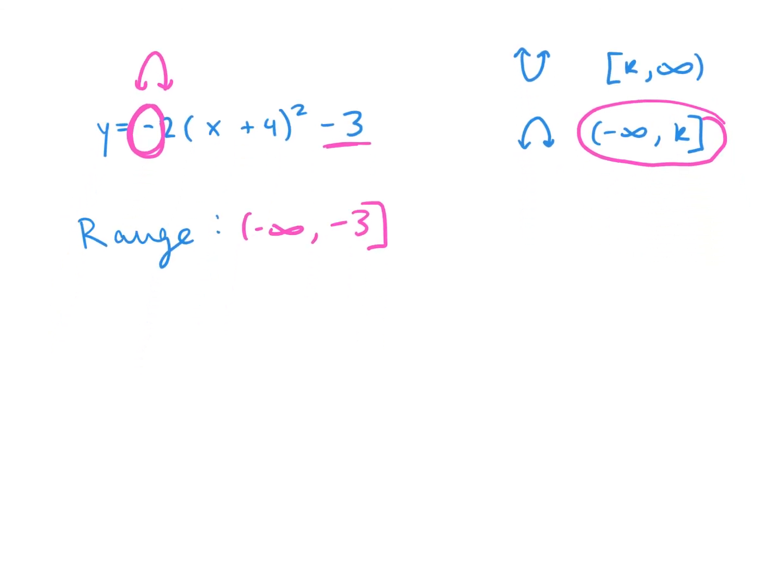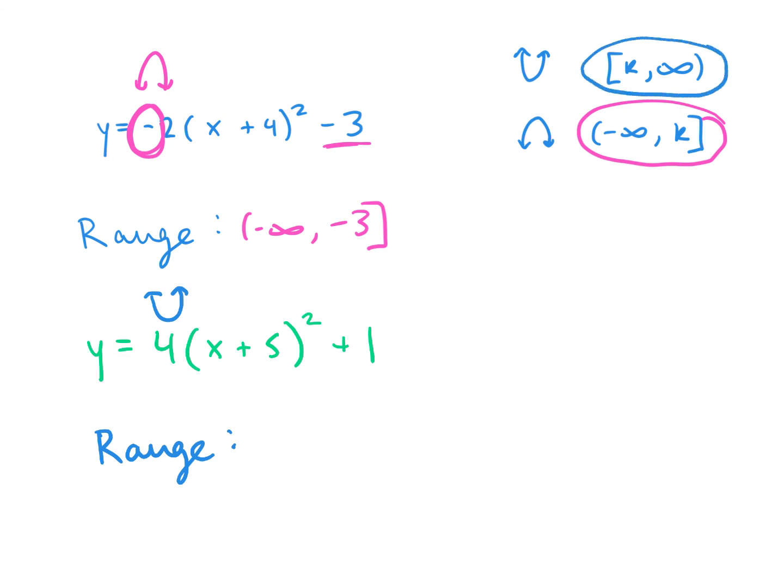Let's do another one. So if I had y equals 4 times x plus 5 squared plus 1. Does my graph here open up or open down? It opens up because that 4 is positive. So it's being multiplied by a positive number, so it opens up. So my range is going to look like this one now. So what's my k? 1. And then it's going up to infinity, so it ends at infinity.